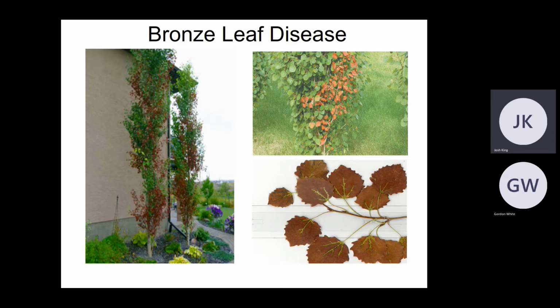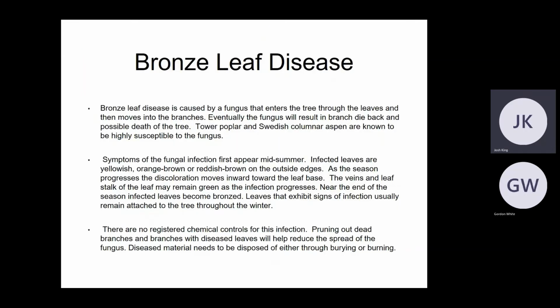Swedish aspen, columnar aspen kind of have a bronzy look in the spring when they come out. So don't make any quick judgments early in the spring. Wait till kind of mid-season. Here, we'll go to the next page.